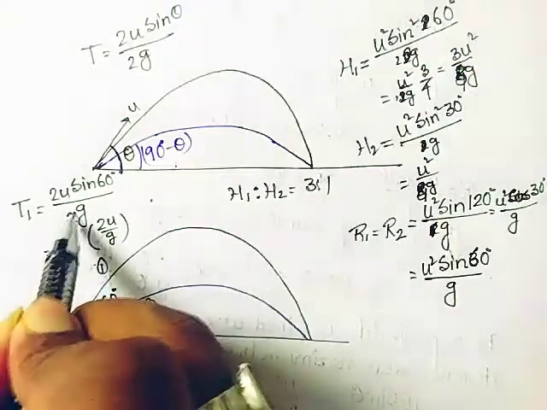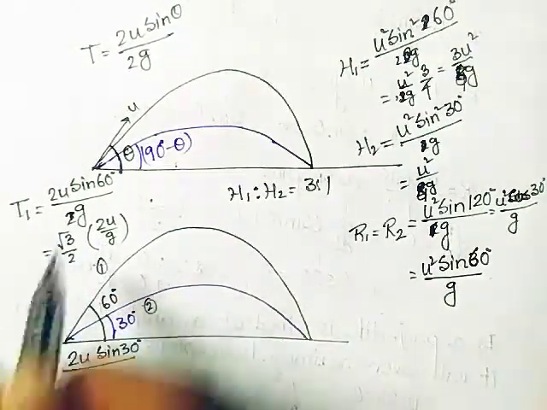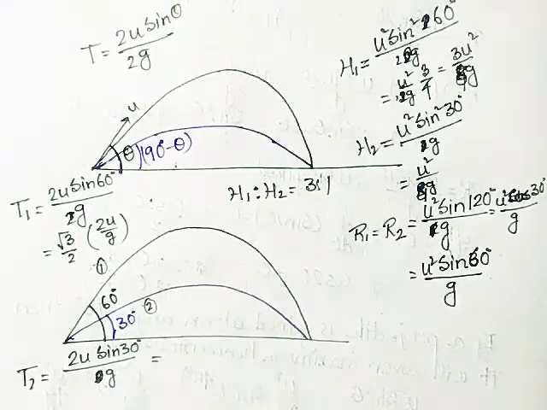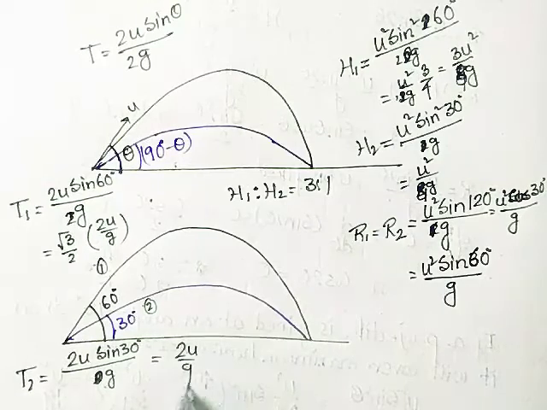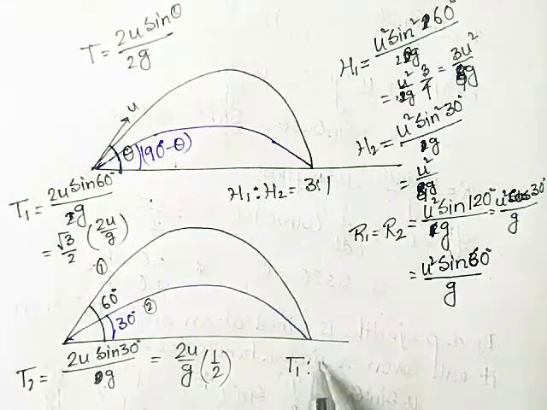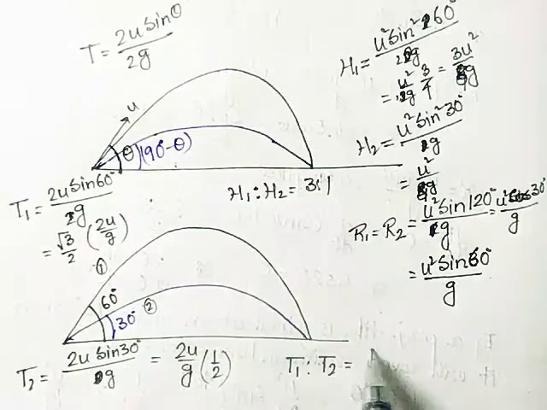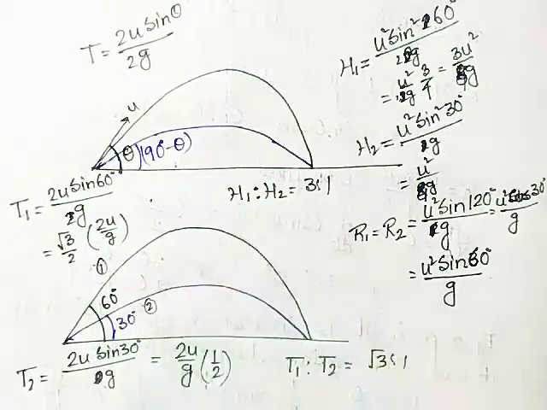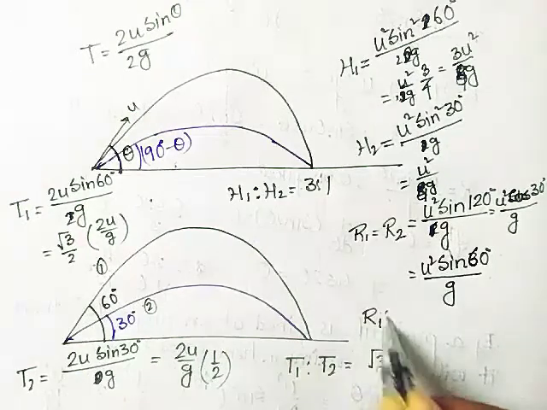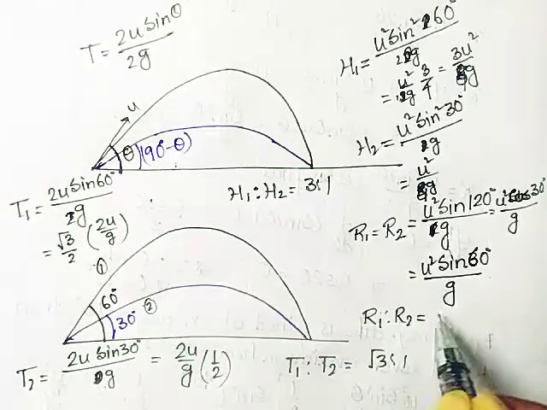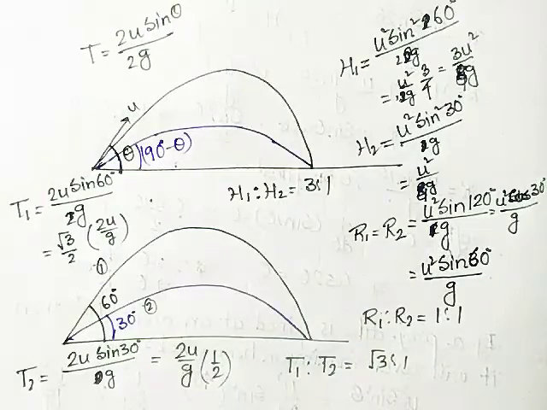And here is no 2 here, that I want to tell. So what is the value of sine 30 degree? The value of sine 30 degree is 1 by 2. So it will be u divided by g. So just see, if I take t1 is to t2, it will be root 3 is to 1, h1 is to h2 equal to 3 is to 1, and r1 is to r2 equal to 1 is to 1. Thank you.